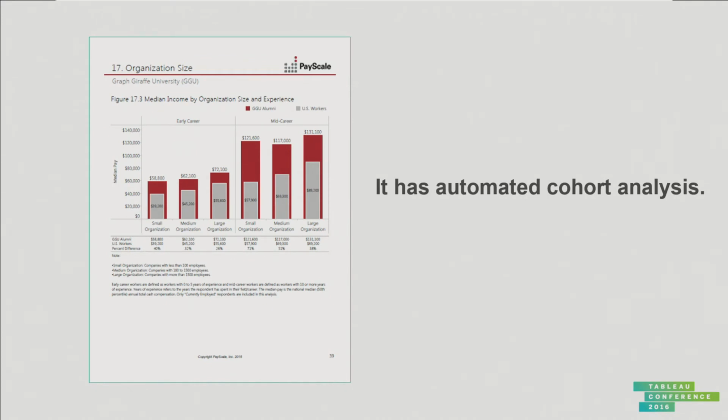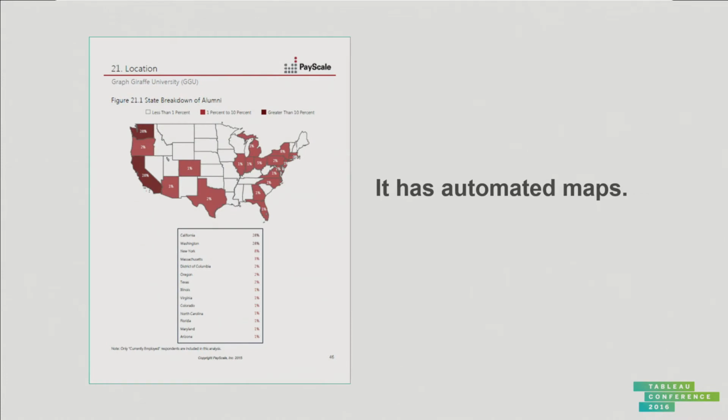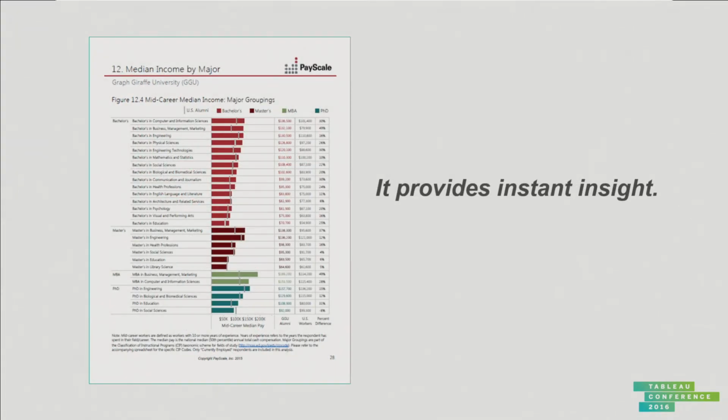So now instead of having a million columns in your Excel spreadsheet, we can show them how they compare to national statistics or a cohort of their choosing very easily and visually. It obviously has tables with all the data, a map, and it provides instant insight.